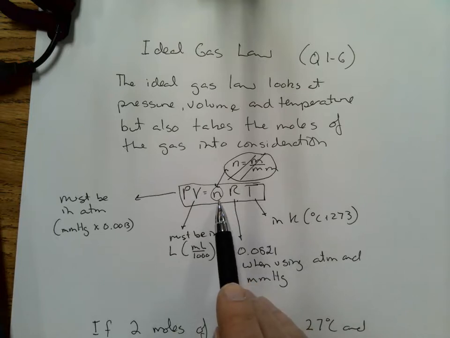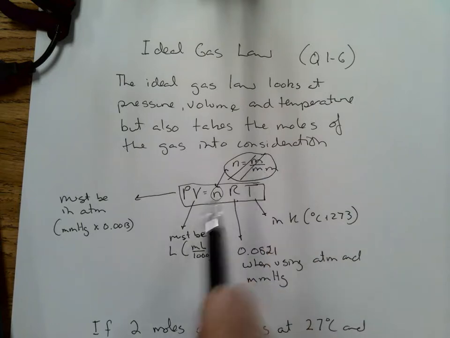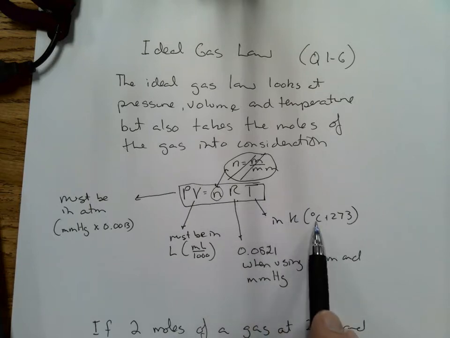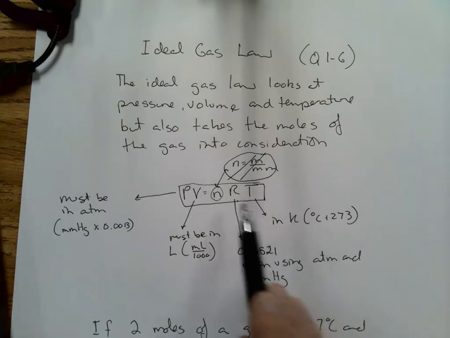N is moles, so this will be given to you on the 6 questions you have today. Sometimes you have to figure it out using this formula, but today it's going to be given to you. Let's skip to temperature. Temperature must be in Kelvin. It's degrees Celsius plus 273 to get into Kelvin.